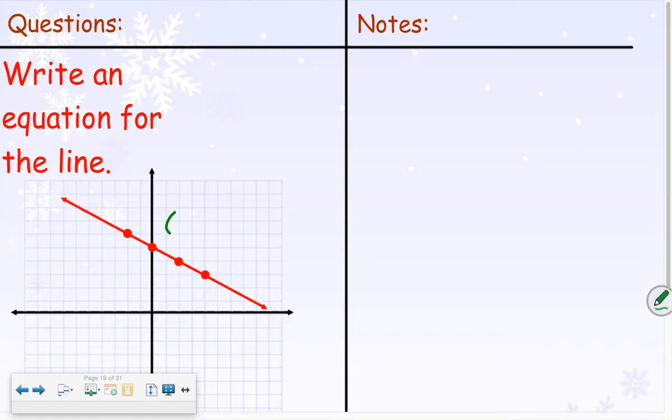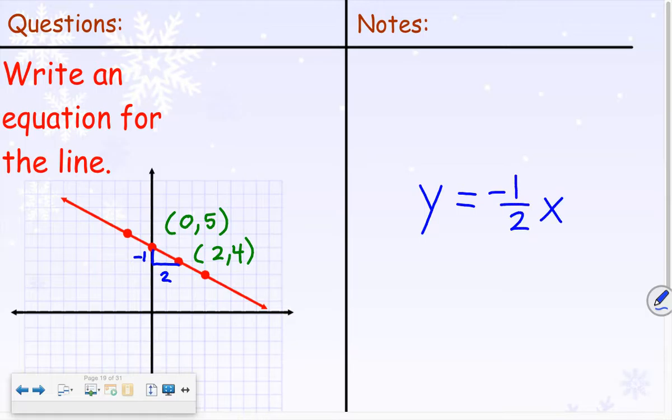All right, so my first ordered pair, 1, 2, 3, 4, 5, so 0, 5. My second ordered pair is 2, 4. So I'm going to write my equation, y equals, so I'm going to go down 1 over 2. So negative 1/2 is my slope. And my line crosses the y-axis right here, which is at positive 5.